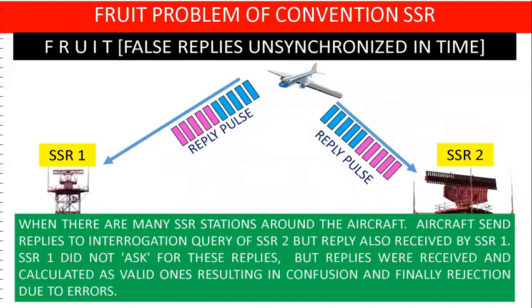The second major error of conventional SSR systems is fruit. This error occurs because the replies from the aircraft are broadcast omnidirectionally and they are received by the receivers of other ground stations. So, for example, an aircraft is replying to interrogations of the SSR 2 ground station, but it will also be received by the SSR 1 ground station. SSR 1 did not ask for replies, but as they are received, it will process them as valid replies, but finally will reject them due to errors.